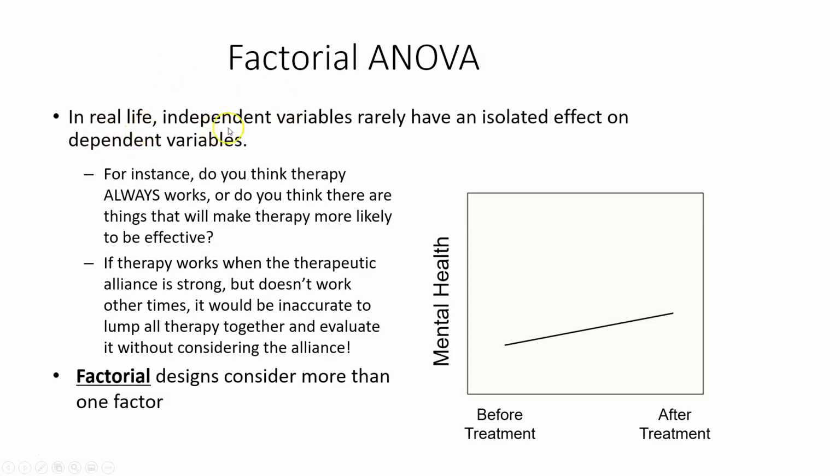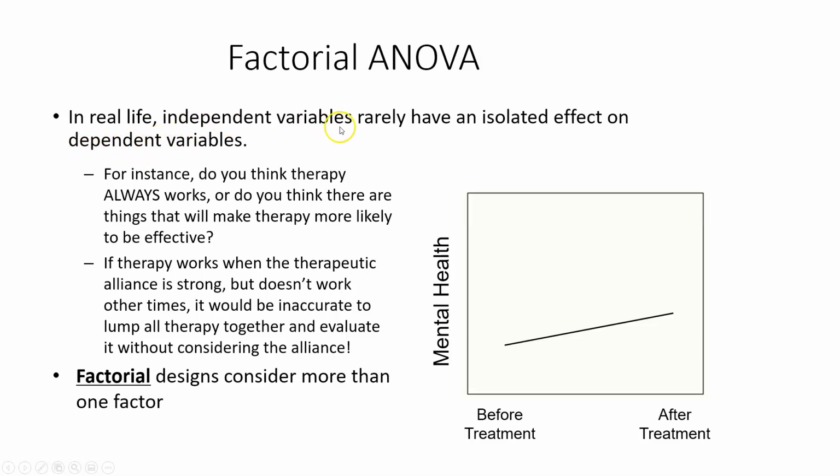In real life, independent variables rarely have an isolated effect on dependent variables. So you'll remember that independent variables are those variables that you think have some kind of causal relationship or some kind of impact on, or you're interested in the relationship between these things that you might have control over or that might vary across people, and these independent variables will impact dependent variables that you aren't controlling but that do vary across individuals as well.